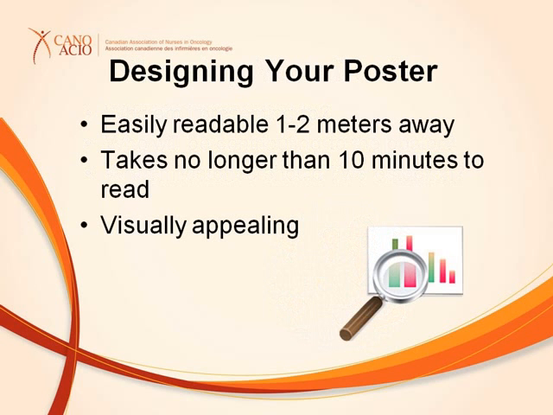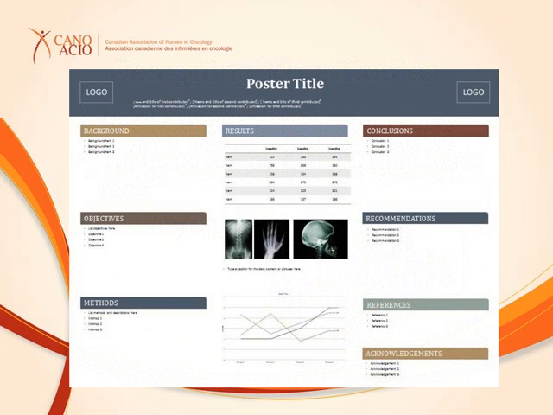So now that you've started to plan your poster presentation, let's think about designing your poster. Effective posters are easy to read from a distance of 1 to 2 meters away and take no longer than 10 minutes to read. Your poster is a visual medium. Next, I will present how you make your poster visually appealing by considering the layout, content, color, font, and graphics. Before we do that, let's have a look at what your final poster might look like. And now we will go through each of these different aspects of an effective poster so that it becomes visually appealing.